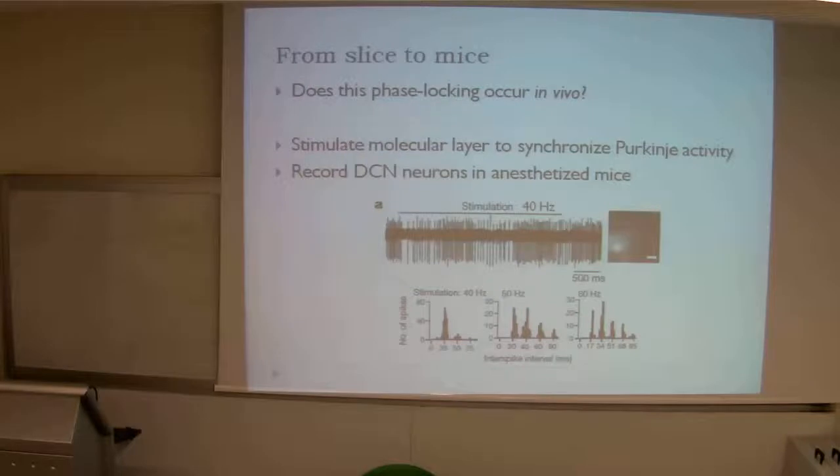And here you can see the recording from the DCN cell. You can see that in this case, the y-axis is the number of spikes and not the percent of the spikes where they're clustering. But you can see that for 40 hertz, most spikes are happening every 25 milliseconds, which is the interval of 40 hertz. Every 25 milliseconds you get an event. And you can see this happens for 40, 50, or 60 hertz.